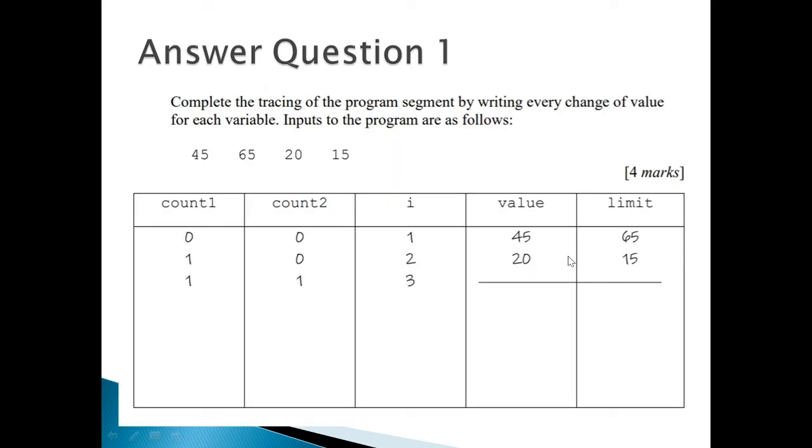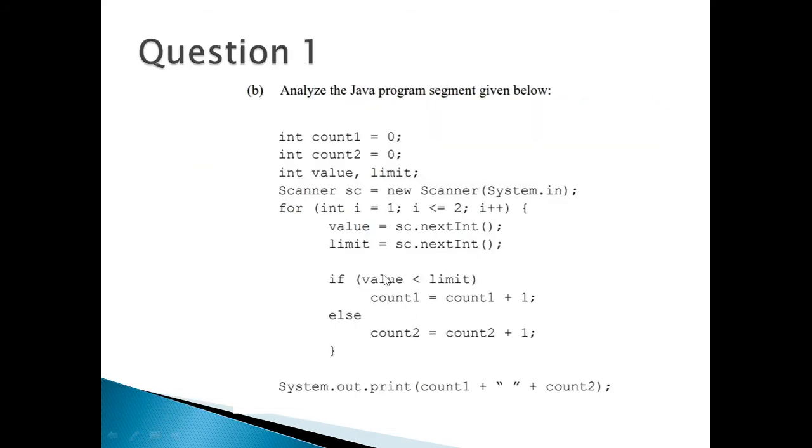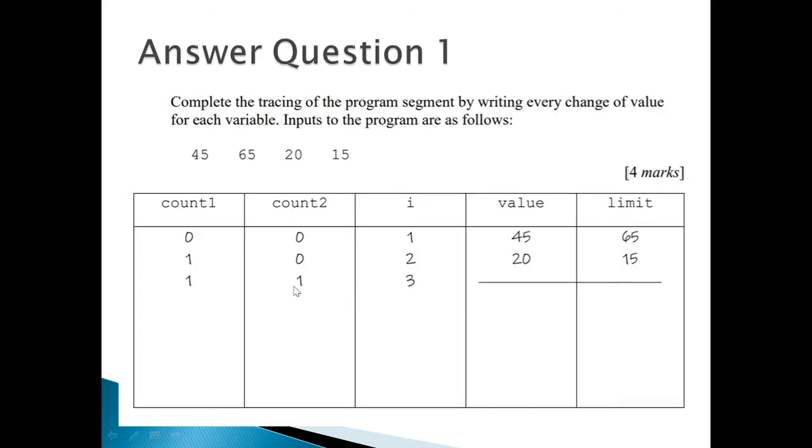The next input is 20 and 15. Put in 20 and 15, then check whether 20 is less than 15. The result is false, so we read the else. Count 2 equals count 2 plus 1, so count 2 becomes 1. In the next line, count 1 remains 1, count 2 is updated to 1, and I is updated to 3.